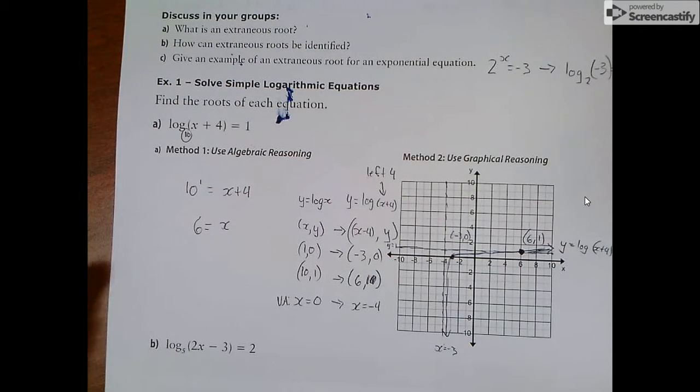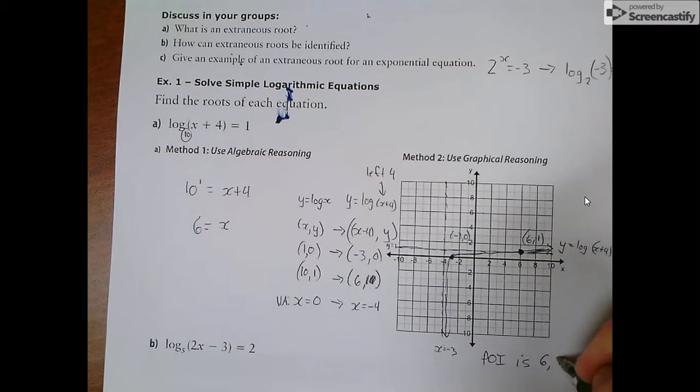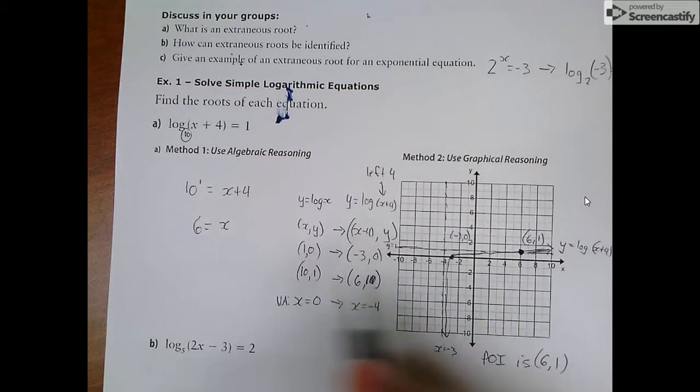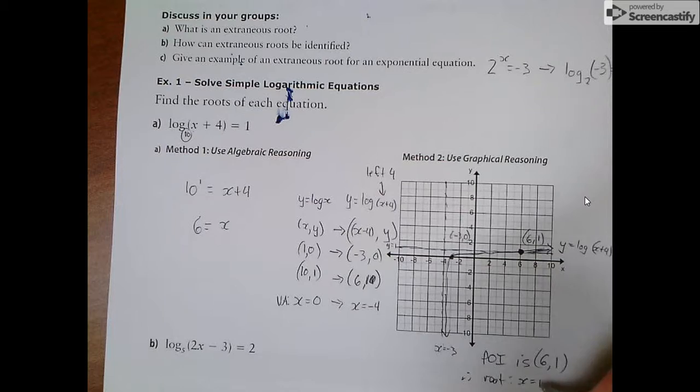And so then we can just say the POI is 6, 1. And so the root is actually the x value that makes that happen. Therefore, the root x equals 1 is our answer. Okay, so that's a very effective means of doing it.